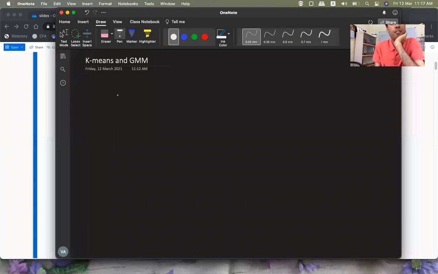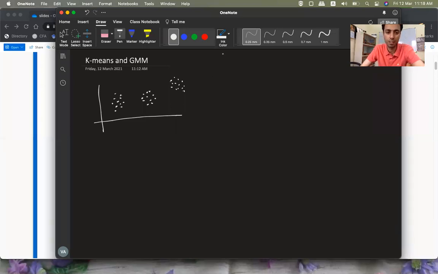Let us say if I give you some data here, let's say this is a two-dimensional space, and there are points here, here, like that. What can you say about this data? Anybody would like to speak out?